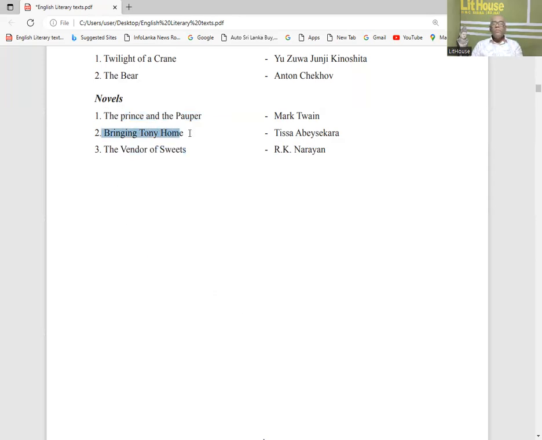Bringing Tony Home is not for children. The Vendor of Sweets is also not for children. They are written for adult society.